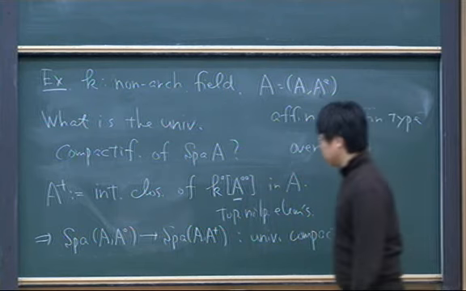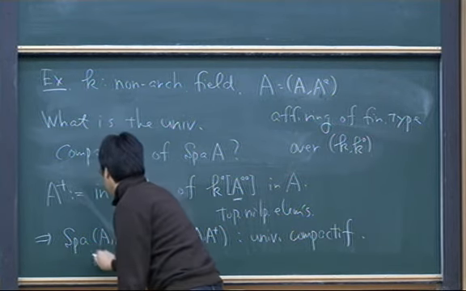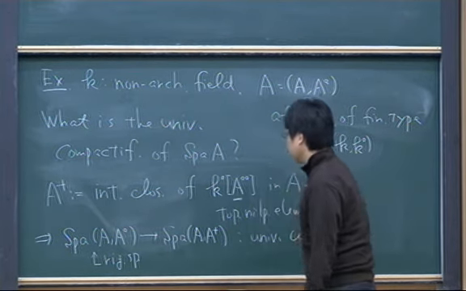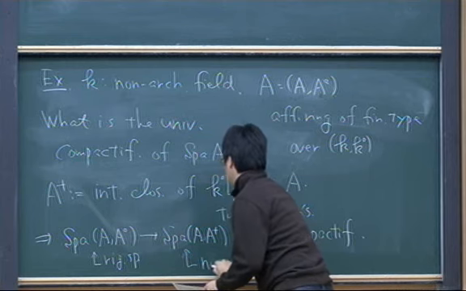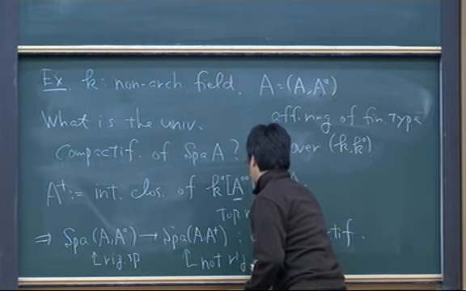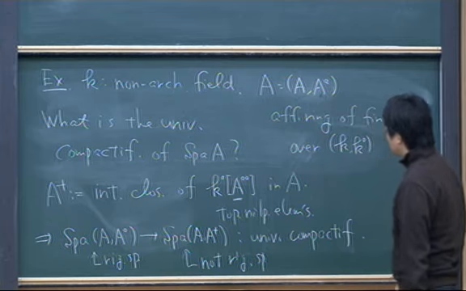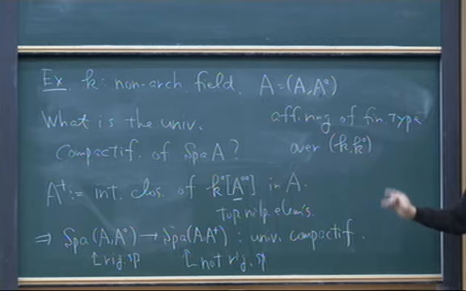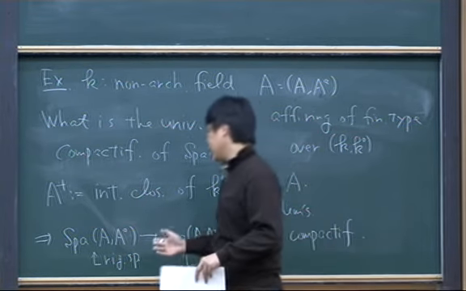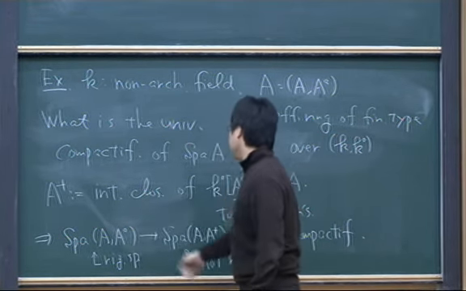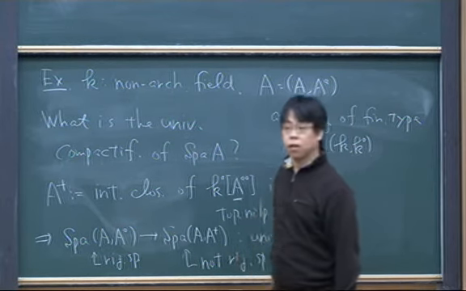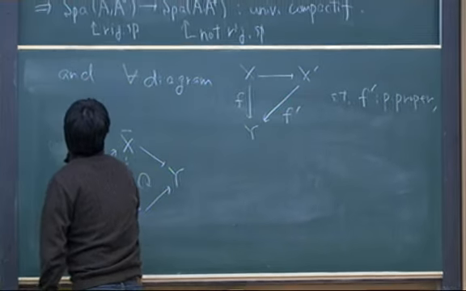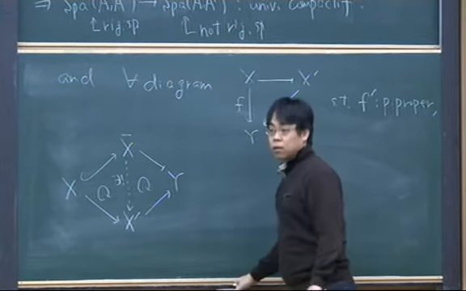So please note that this is a rigid space, as I said, but this is no longer a rigid space. This is not of finite type over K plus, but plus weakly finite type. So we extend the category of rigid spaces to the category of adic spaces, then we have a good compactification theory. So this is one of the strong points of adic spaces.